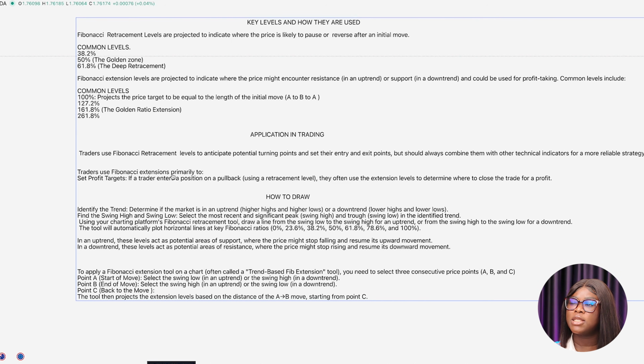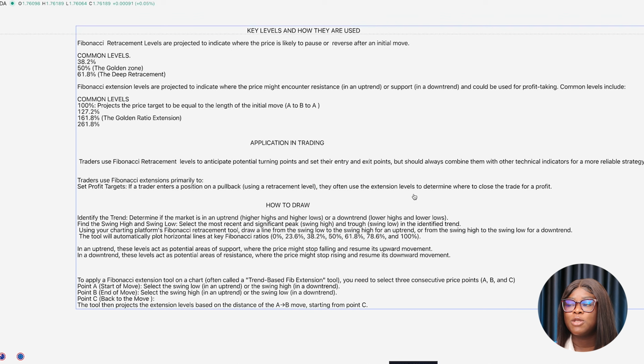Then traders use Fibonacci extension primarily to set profit targets. If a trader enters a position on a pullback using a retracement level, they often use the extension levels to determine where to close the trade for a profit. So it is self-explanatory, and I've always also explained it over and over again. Now let's look at how to draw the Fibonacci extension and the Fibonacci retracement.